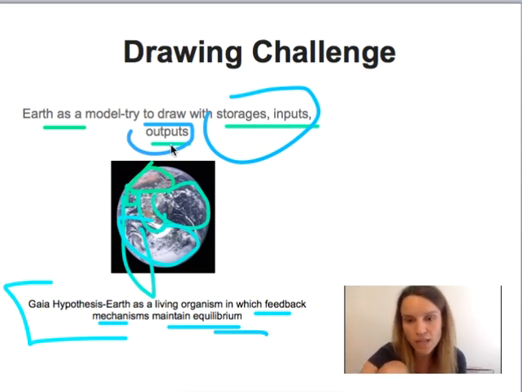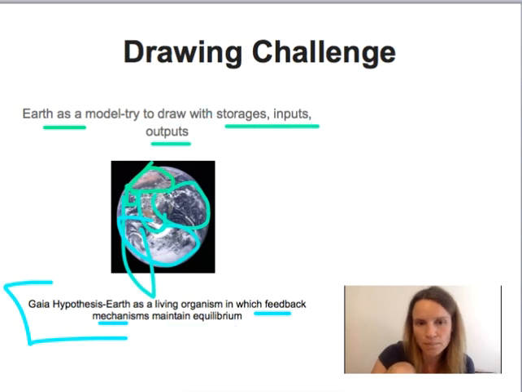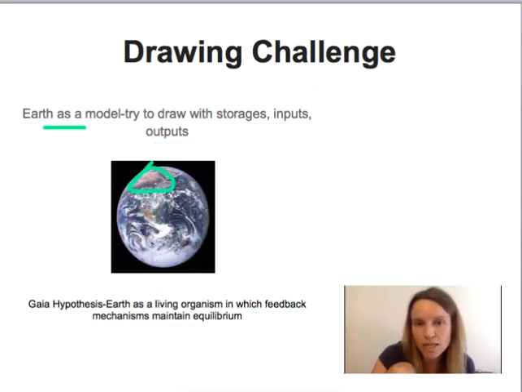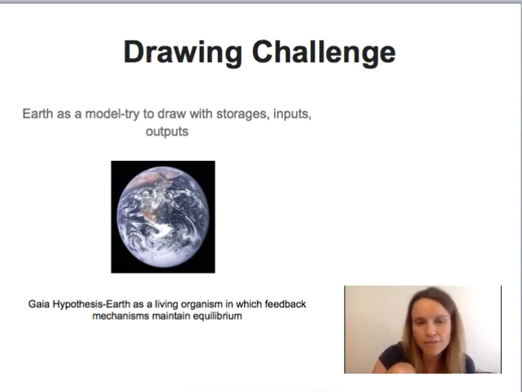If you have a little bit of time, you might want to try to draw Earth as a model. It's a good exercise for this class, and it really makes you think about the different things that are involved in Earth as a model, and all of the different ways that the systems on Earth are connected to each other. For us, though, we are going to keep going and talk about a different kind of a model.